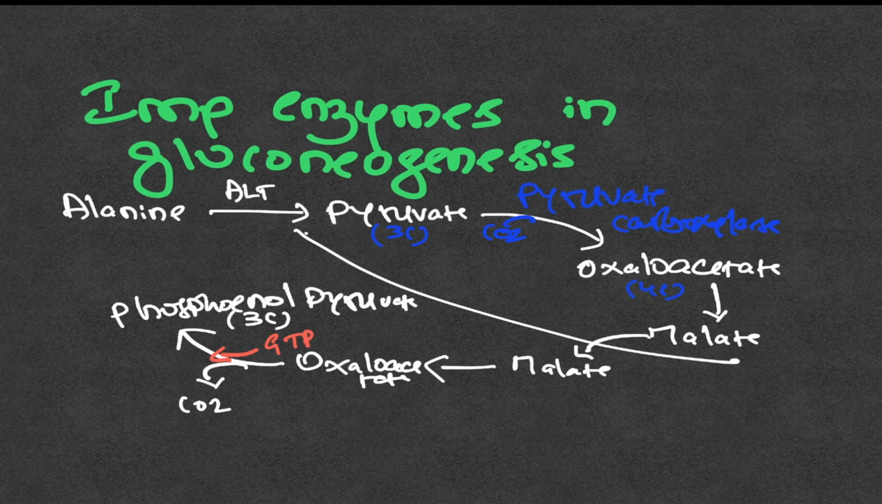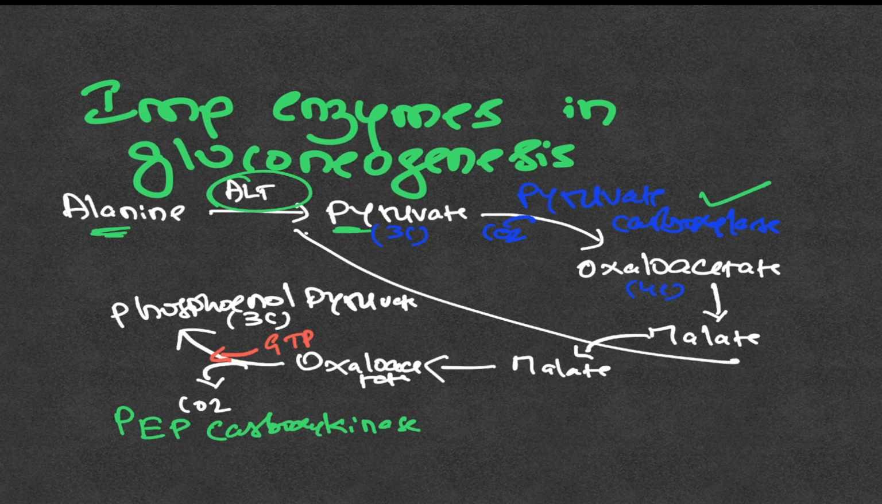The reaction is catalyzed by the enzyme phosphoenol pyruvate carboxykinase. So, basically 2 enzymes convert the pyruvate coming from alanine; of course, alanine transaminase is needed there too. Pyruvate carboxylase and phosphoenol pyruvate carboxykinase: these are the 2 high yield enzymes that you need to remember.